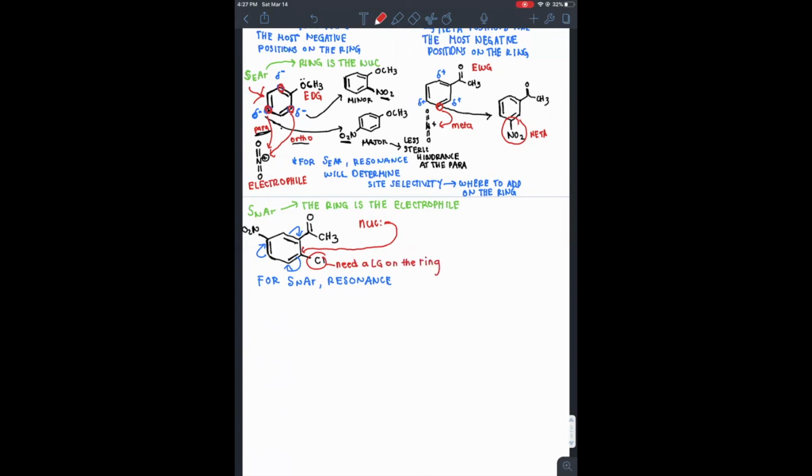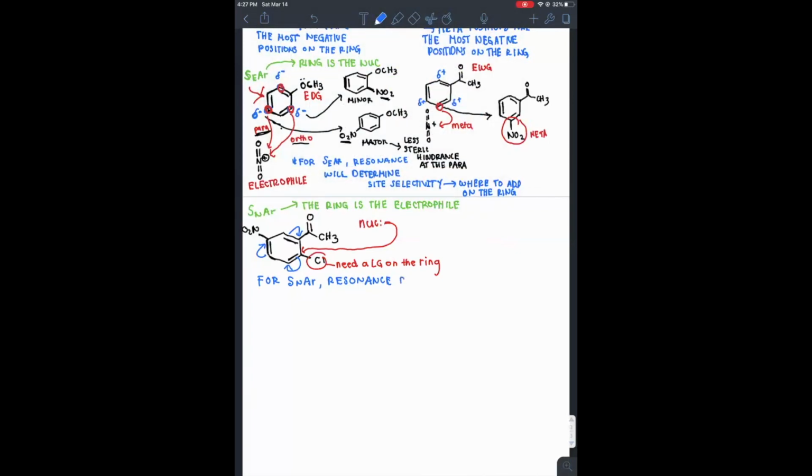In this sense, the electron withdrawing groups and electron donating groups are not determining where we're adding the nucleophile onto the ring, and more they're just stabilizing the charge, which I advise you to look back on Michaela's video on electrophilic versus nucleophilic aromatic substitution mechanisms, and really understand the fact that for SNAr, the resonance is not affecting where you're adding. It's again stabilizing the positive charge or the negative charge when the nucleophile attacks.